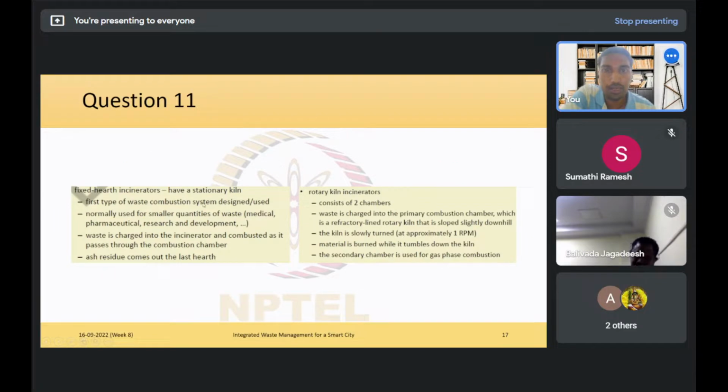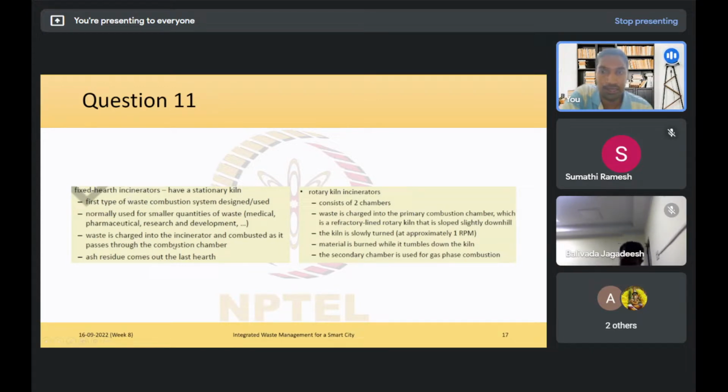This is from the slides where it was discussed. The fixed hearth is generally used for smaller quantities. When we are working with medical waste, pharmaceuticals, or in a research and development facility, where we are not going to have a very huge quantity of waste, we go for the fixed hearth.